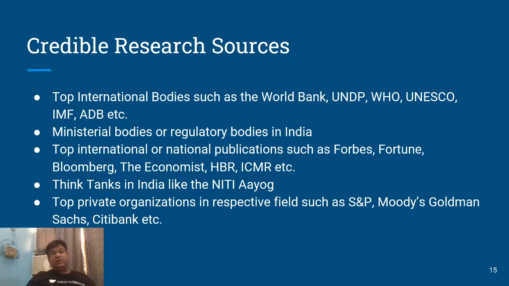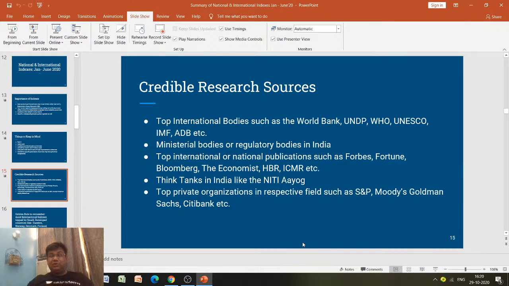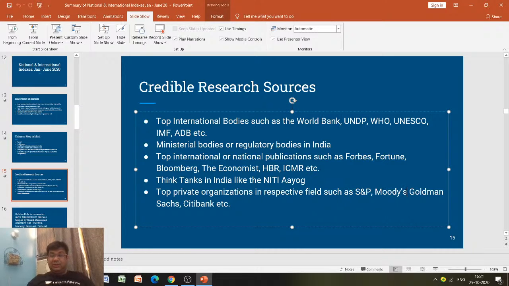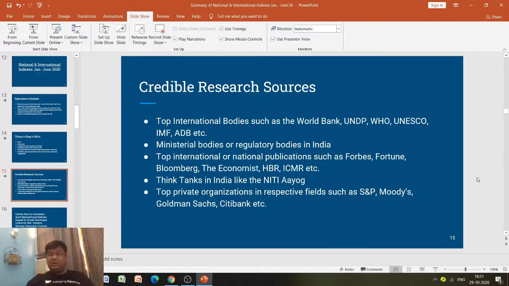There are also several top private organizations in respective fields, such as Standard and Poor's or Moody's. These are highly important when it comes to credit rating agencies. On the other hand, Goldman Sachs is a very important investment bank, right? So you need to know what is the right source for which thing.